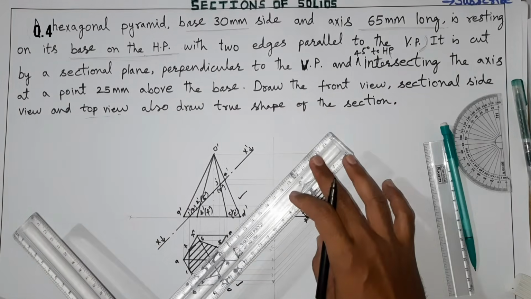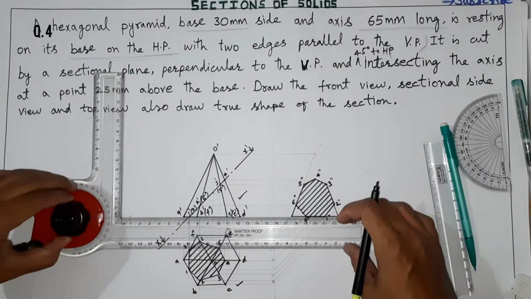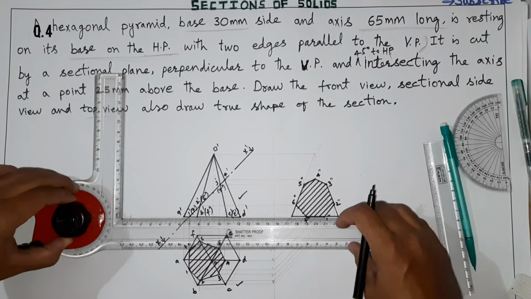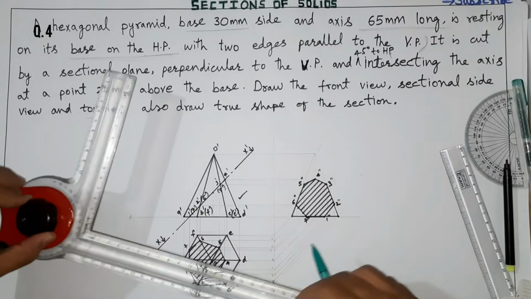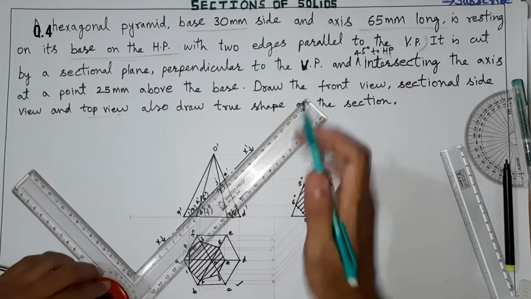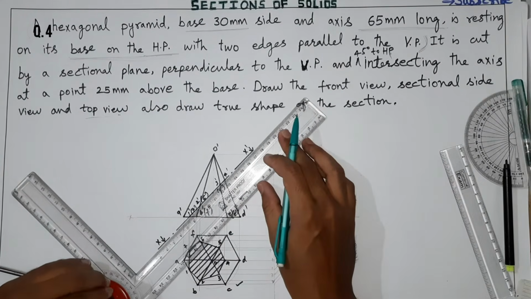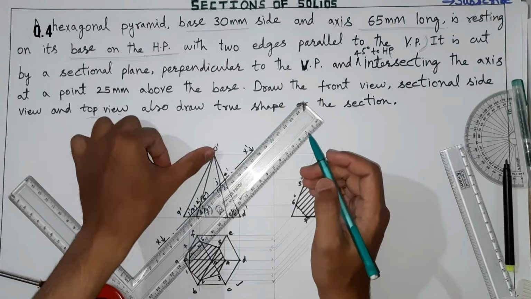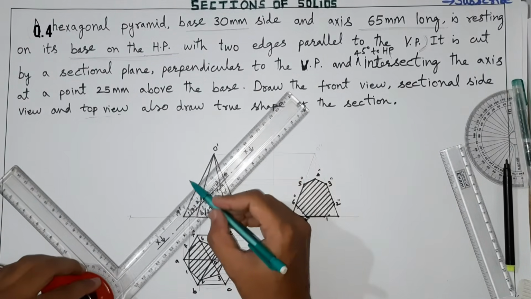Now what you need to do is you need to draw the true shape of the section. True shape of the section is very easy. In previous videos also I have drawn true shape of the section. Just you have to take parallel to this cutting plane another line just away from this apex little bit like this. It should not intersect with this.